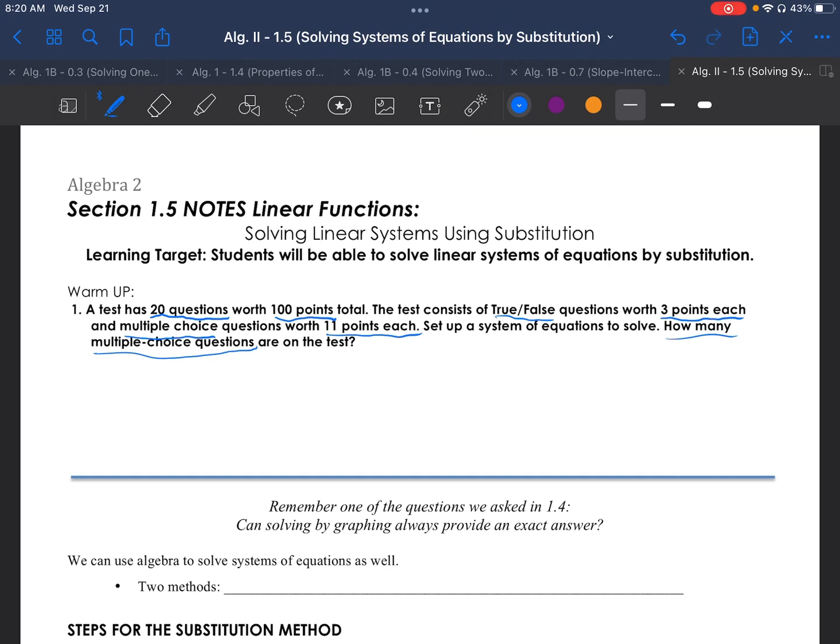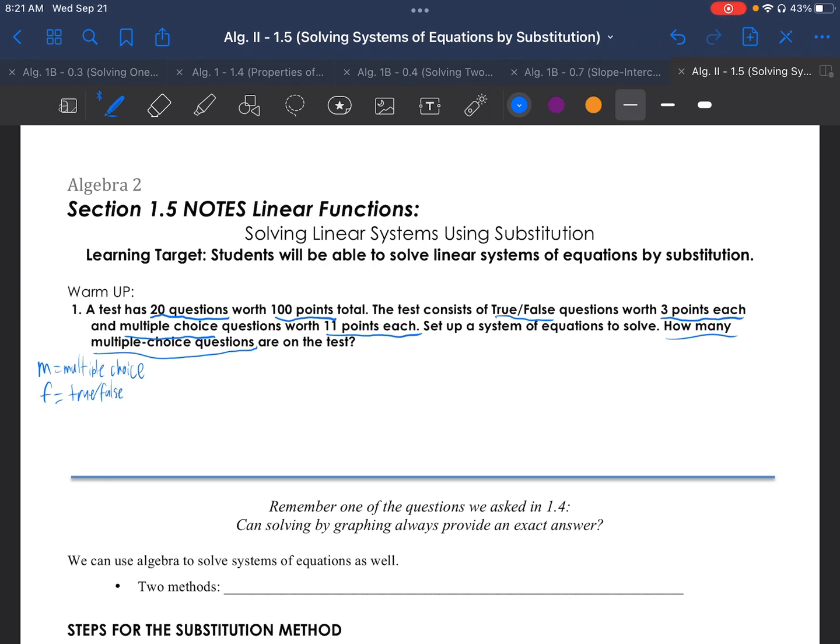That means if that's what we want to know, that's going to be one of our variables, representing the number of multiple choice questions. So I'm going to call that m. I'm going to say m is equal to the number of multiple choice questions. If one variable is the number of multiple choice questions, the other variable is likely the other type of questions. So I'm going to call it f for true-false questions.